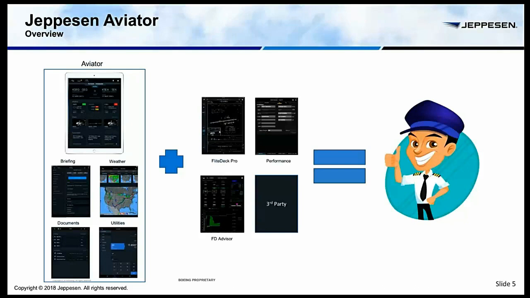In addition to that, Jeppesen Aviator also integrates a lot of our Boeing and Jeppesen EFB applications. The main applications that we integrate with currently are the Jeppesen Flight Deck Pro for charting, Boeing Onboard Performance Tool for performance calculations, and our Boeing Flight Deck Advisor application. Then our Jeppesen Aviator SDK allows for the integration of third-party EFB applications as well, all of which equal a happy pilot.